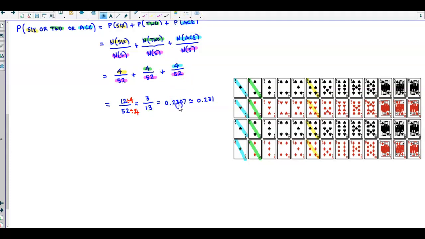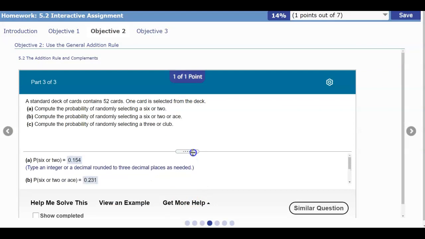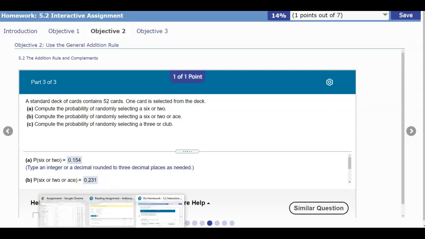which gives us 0.2307. Rounding it to 3 decimal places means we need to round that 0 up to a 1 because of the 7, so we get 0.231 for the probability. So in the probability of a 6 or 2 or an ace, we can see that our probability is going to be 0.231. Now again, what does that mean?